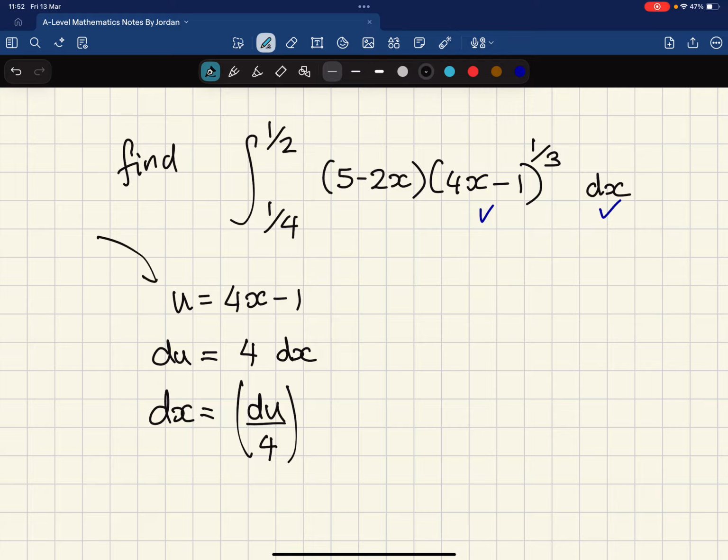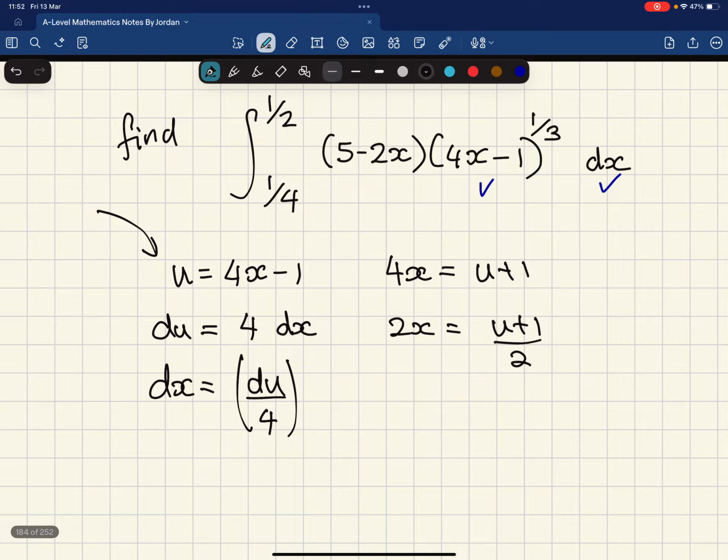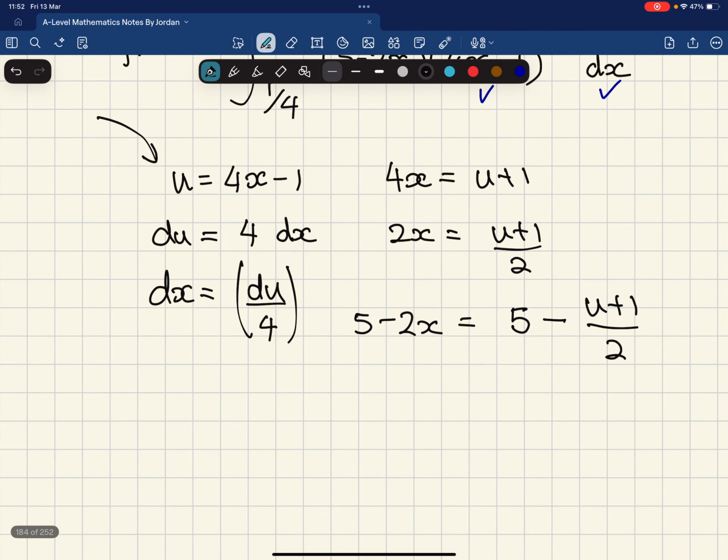That's when you go to your u expression, remember. What I would firstly do is notice there's 2x there, and I can get firstly 4x from this, which would be u plus 1. Then I want to get the 2x, so I'm building it up. That would be u plus 1 over 2. And then I need to get 5 minus 2x. So I can just write 5 first and then take away what we said 2x was. Like that.